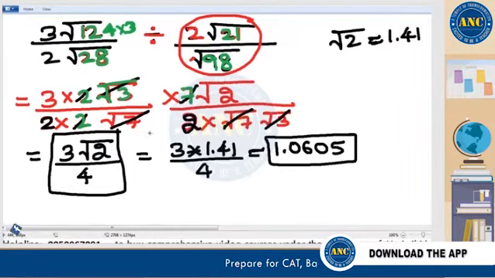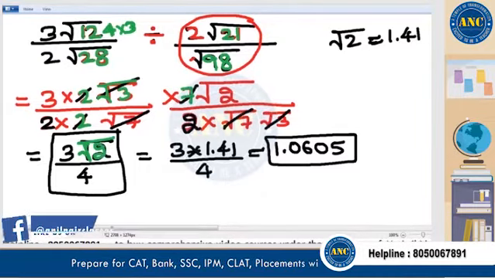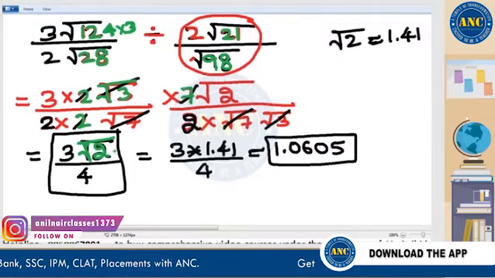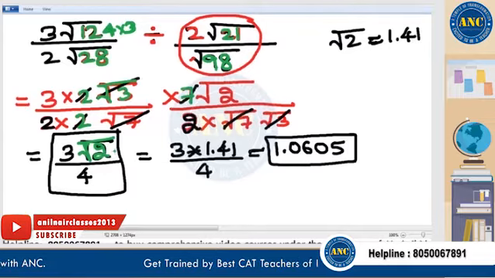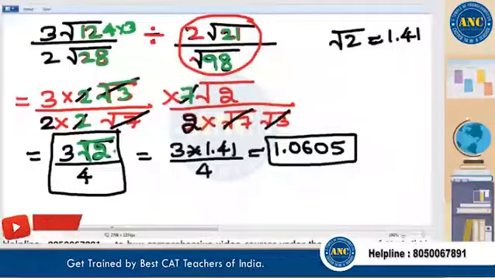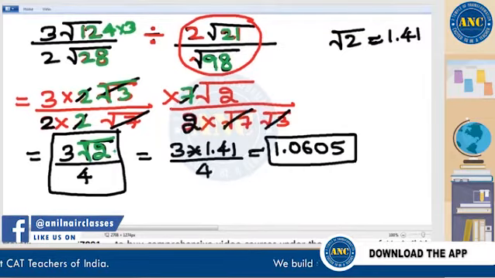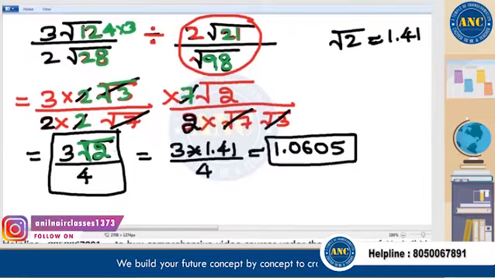Simplify, cancel everything you can. And the root 2 value we should know as 1.41, which will keep repeating in so many problems in future. So I wrote root 2 as 1.41, multiplied, and then divided by 4 approximately to get the answer as 1.0605. Jishnu, I believe that it is clear, sir.